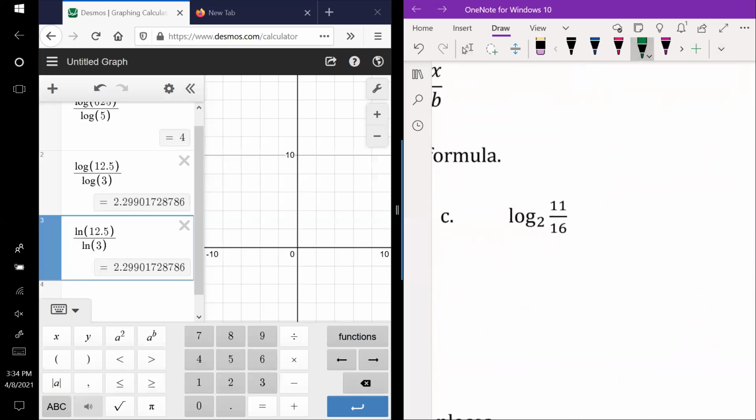And then last one, log base 2 of 11 over 16. Use change of base. You get log of 11 over 16 over log of 2.